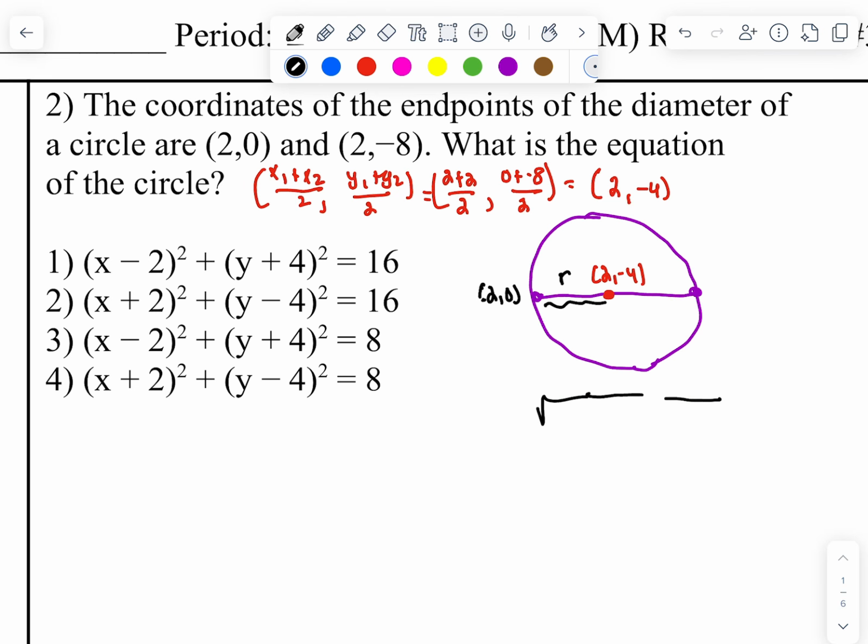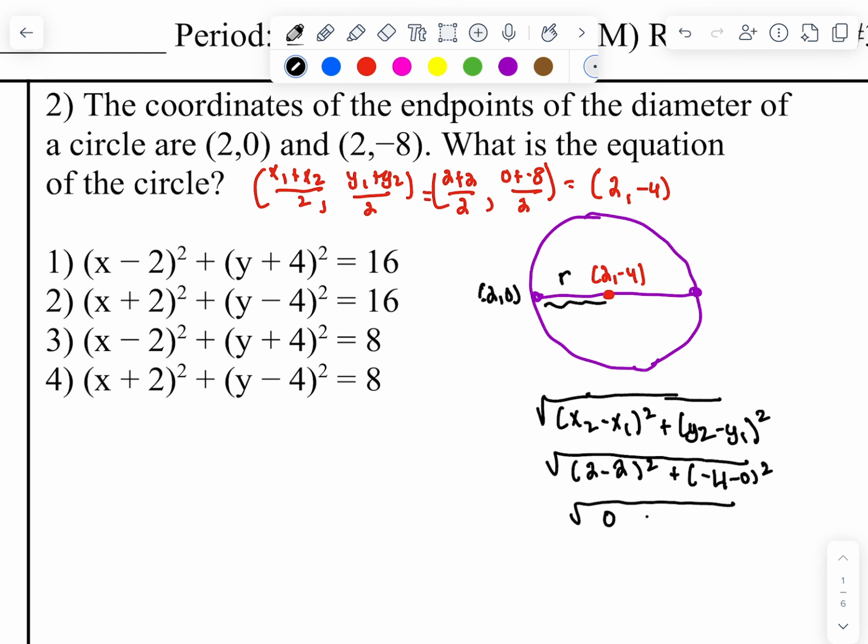So the distance formula is the square root of x2 minus x1 squared plus y2 minus y1 squared. And if I plug in 2 minus 2 squared plus negative 4 minus 0 squared, I have 0 plus 16. And that works out to be 4, a very nice number.